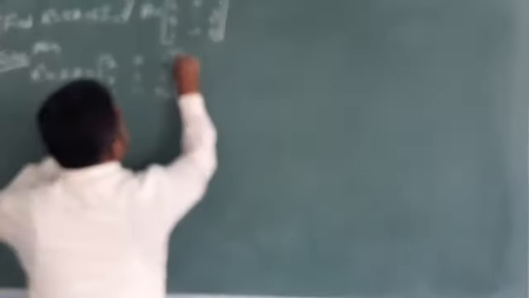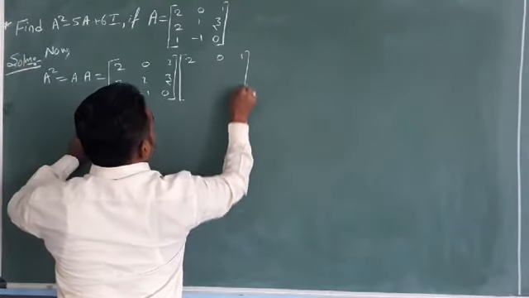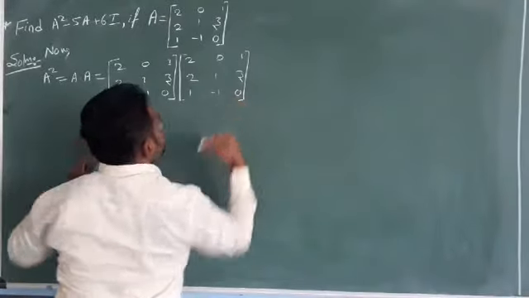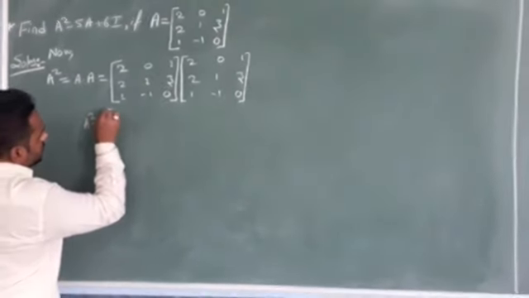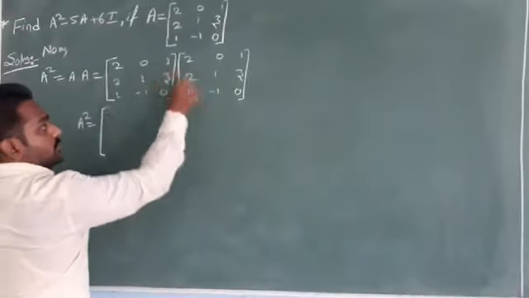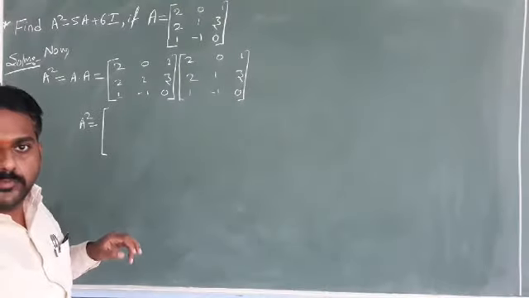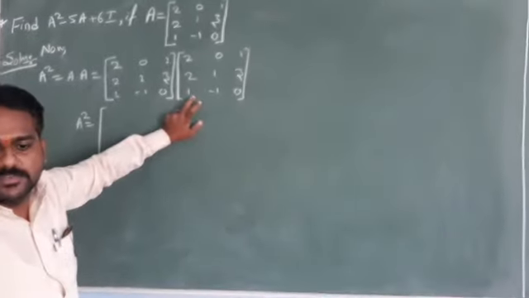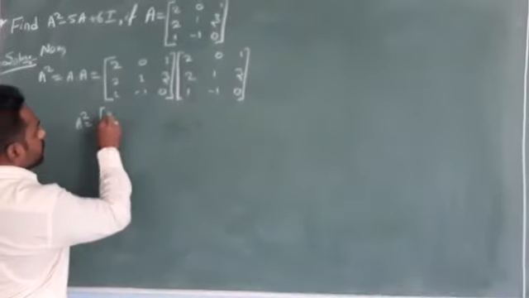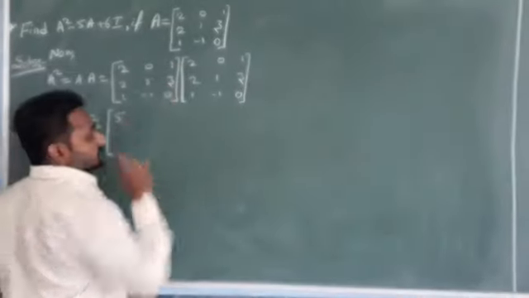Again the same matrix: 2, 0, 1, 2, 1, 3, 1, minus 1, 0. So what is the product here? A square equals, first row with the first column of the other matrix. 2 into 2, 4. 0 into 2, 0. 1 into 1, that is 1. So 4 plus 1, that is 5.